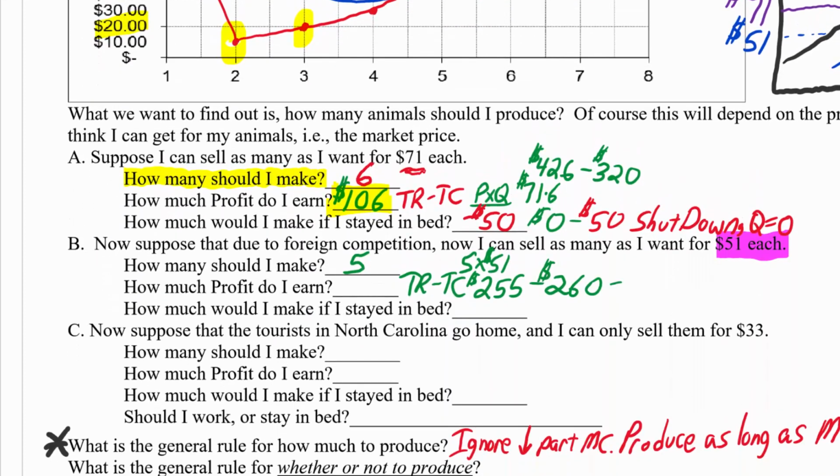And our profit is going to be negative $5. So we could say a loss of $5 or a profit of negative $5. We're not very happy. Now, what's really going on here? Well, when we say profit, we're really saying how much profit over and above the minimum necessary to keep the entrepreneur interested in running this business.